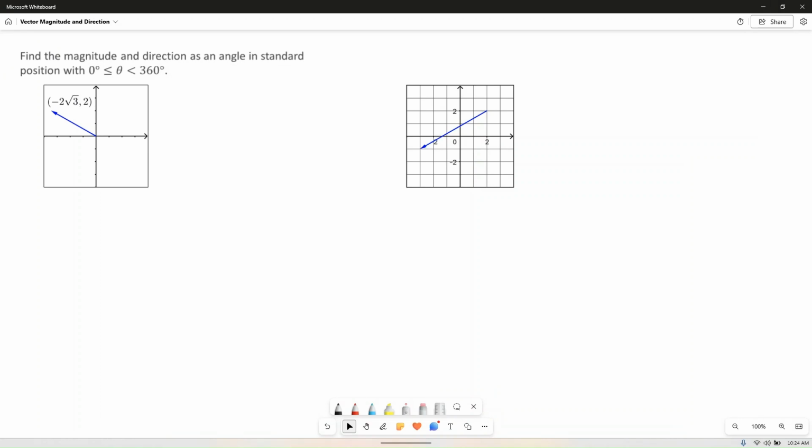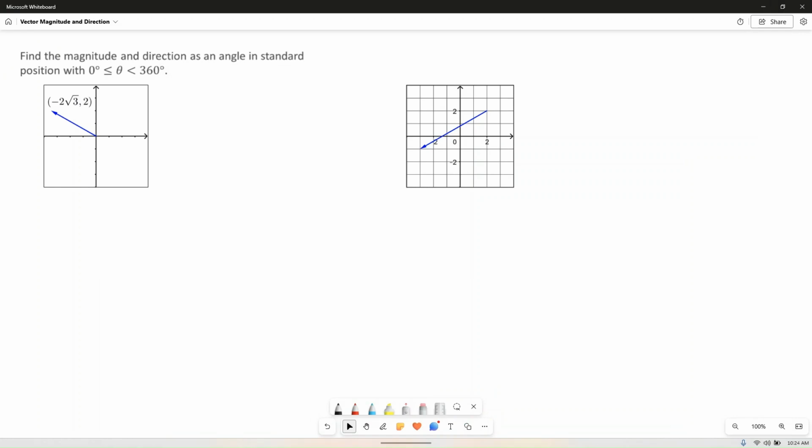Let's look at a couple examples of finding the magnitude and direction of a vector. In this case, when we think about direction, we're just going to try and find the angle of the vector in standard position. So that'd be an angle between 0 and 360 degrees.